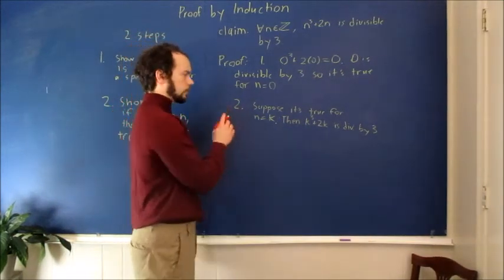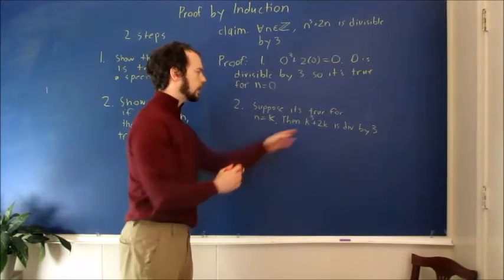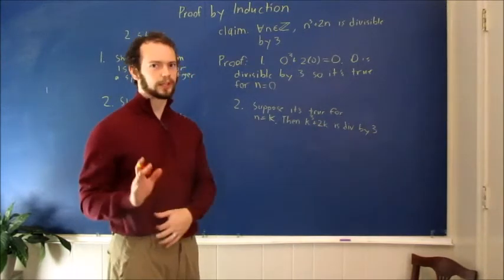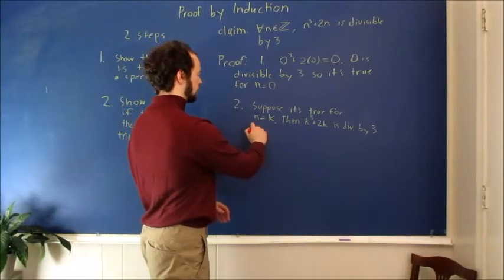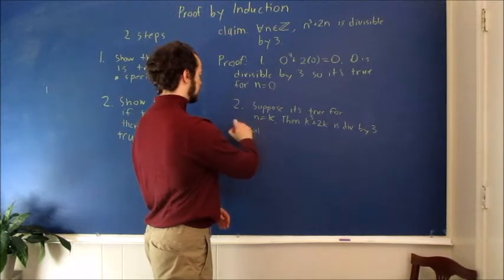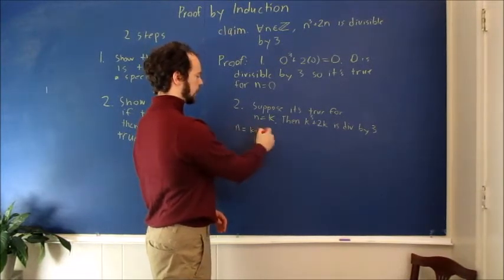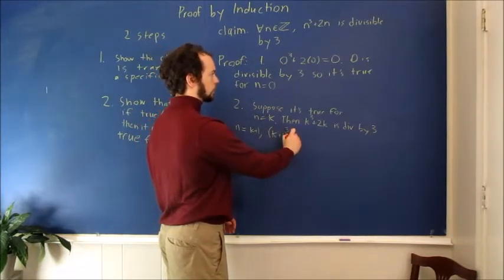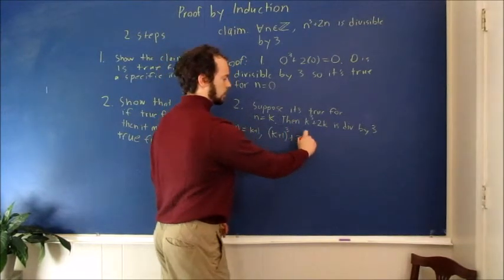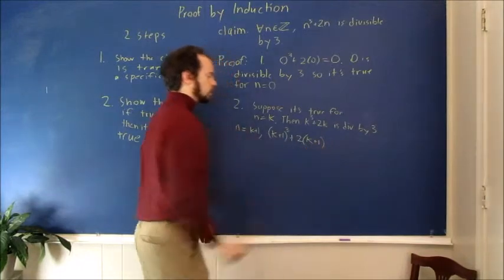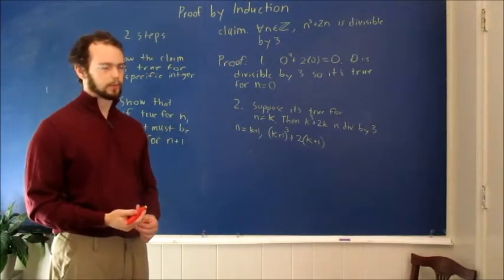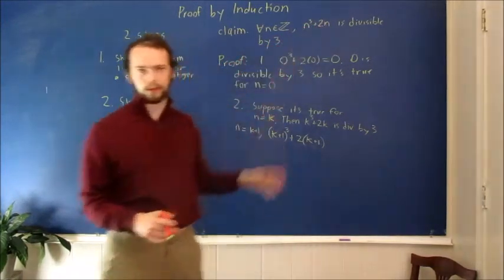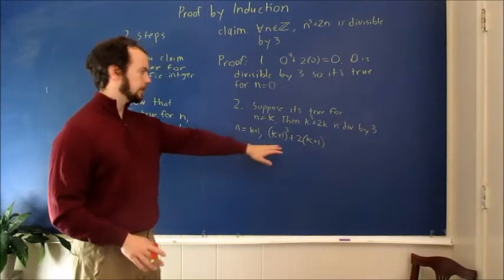Now, for the next part, we want to show that this implies it's true for k plus 1. So now let's look at k plus 1. For n equals k plus 1, we have k plus 1 cubed plus 2 times k plus 1. All I did is plug k plus 1 in for n here. That's all that I've done so far.